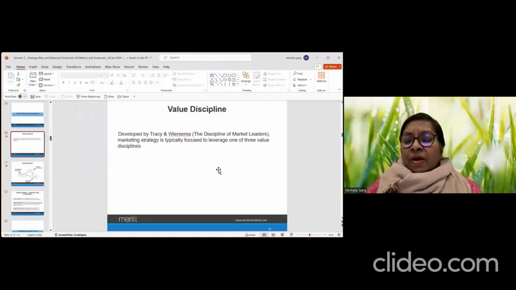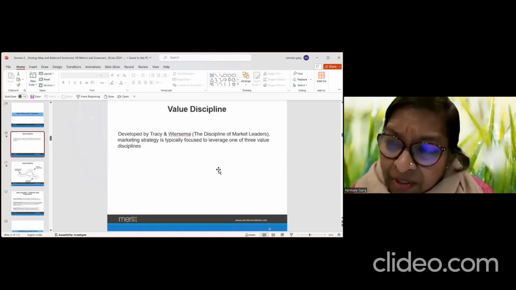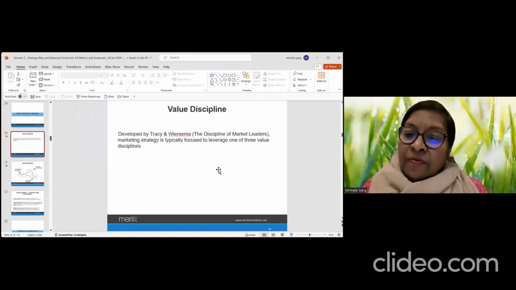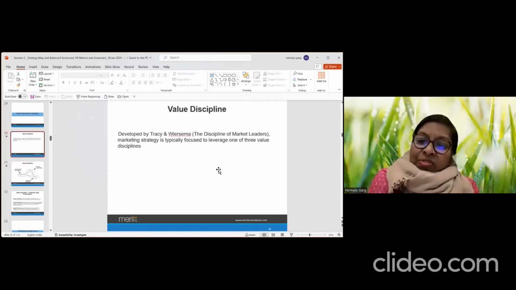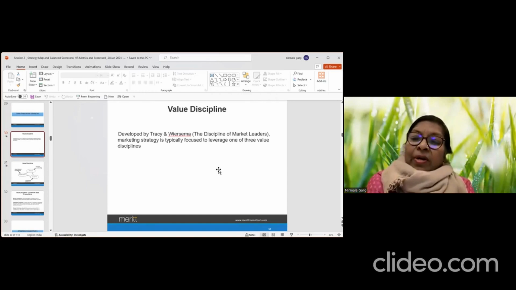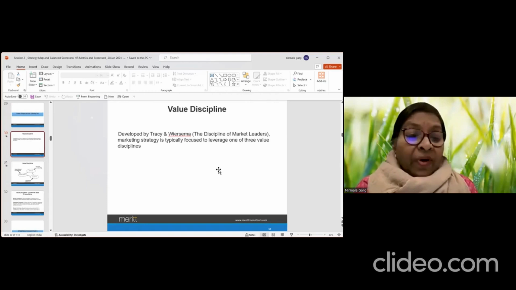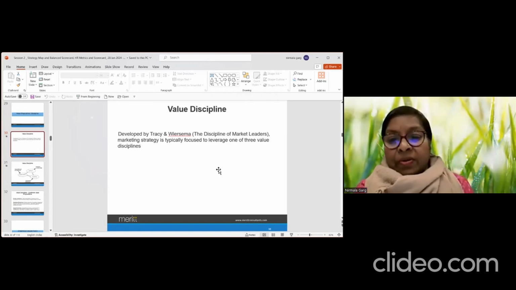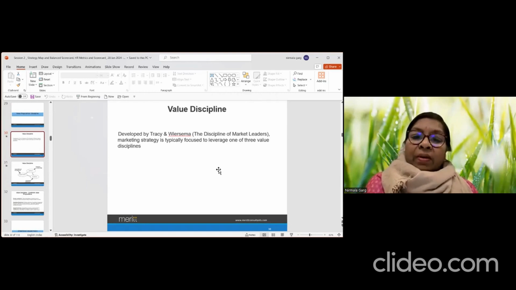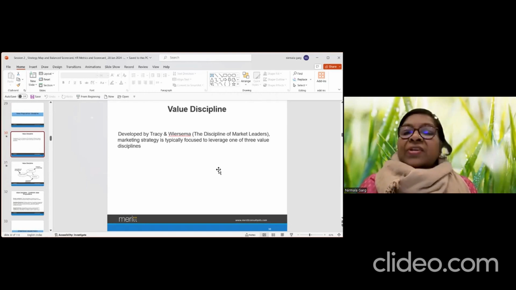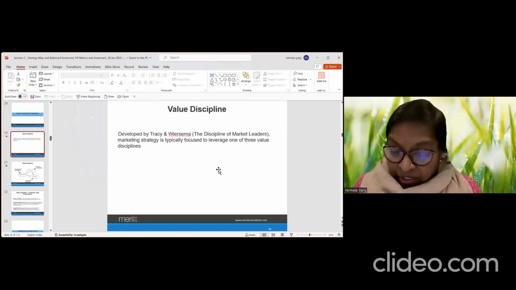Yeah. So when we are building a strategy, there is another concept called value discipline. When you have a business strategy, it also depends on what kind of value discipline I have. You will be wondering, what is this value discipline? This has also been developed by these two people, Treacy and Wiersema. Now, what is value discipline?